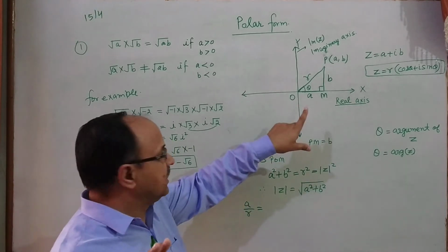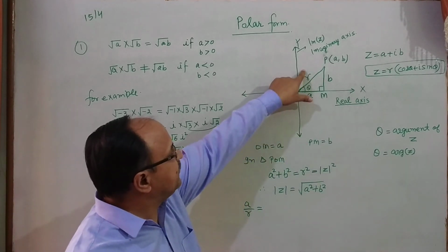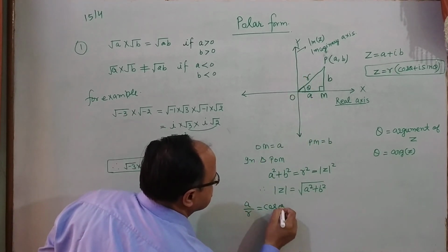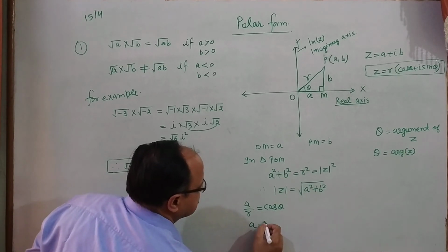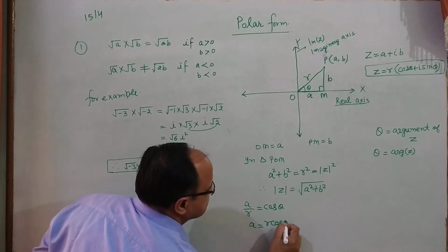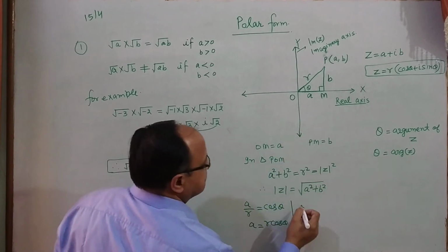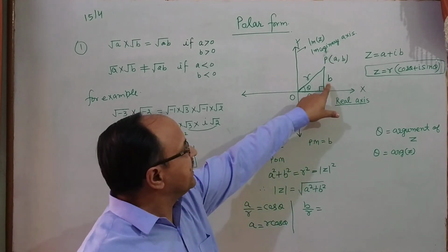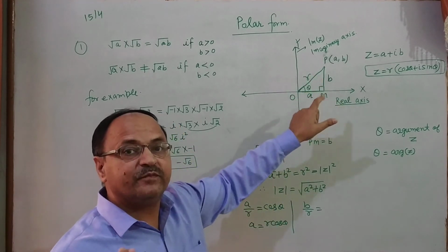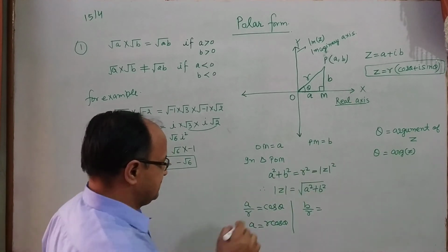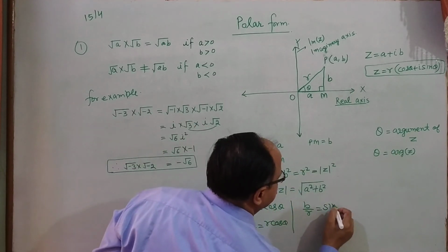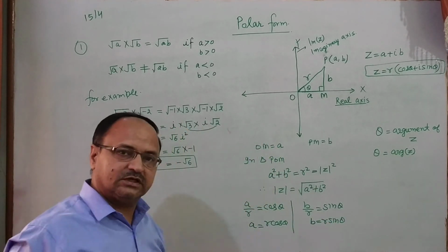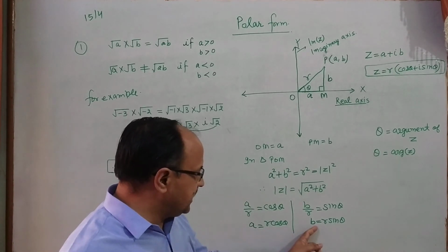And in the same triangle POM, can you tell me a by r? a by r, base upon hypotenuse, that is cos theta, you know, from 10th class. So a is equal to r cos theta. And in the same triangle, b upon r, perpendicular upon hypotenuse, is sin theta, and b is equal to r sin theta. Clear? So a is r cos theta and b is r sin theta.